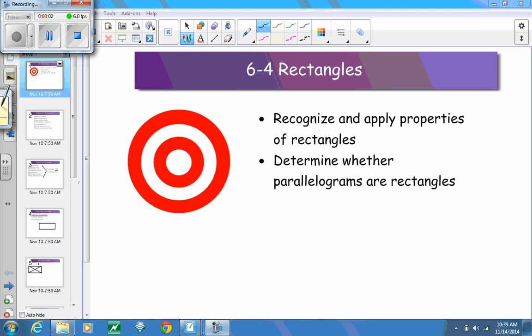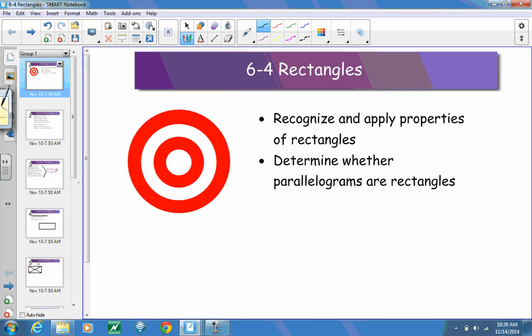All right, 6.4, we're going to be spending some time looking at rectangles. In 6.2 and 6.3, we talked about parallelograms and how to prove if a quadrilateral is a parallelogram. Now we're going to recognize and apply the properties of rectangles and then determine whether the parallelograms are rectangles.